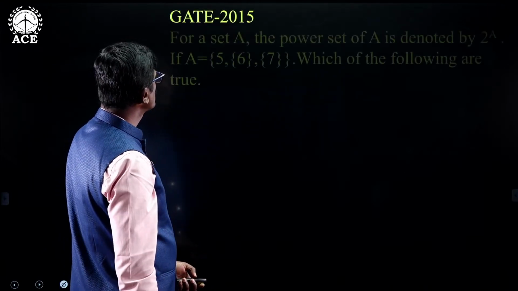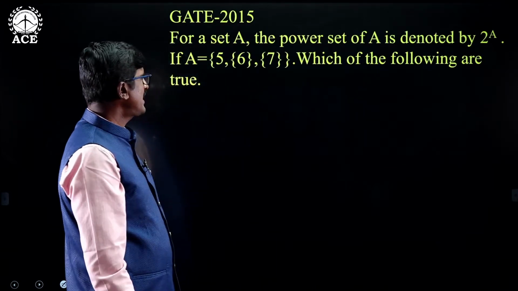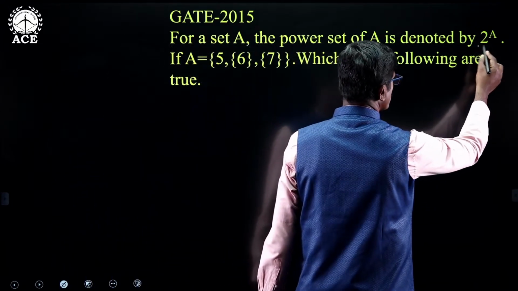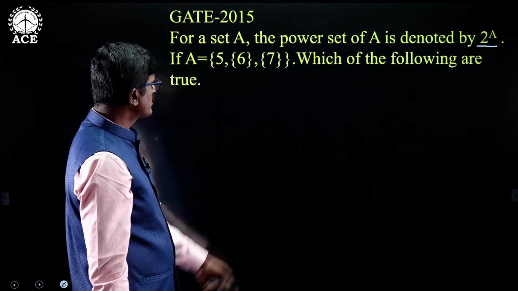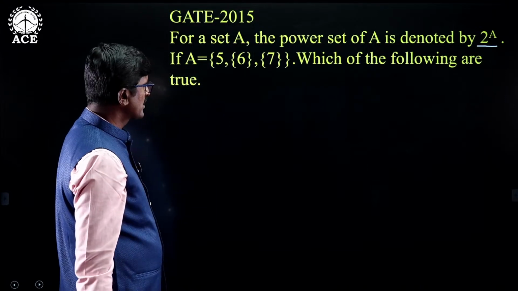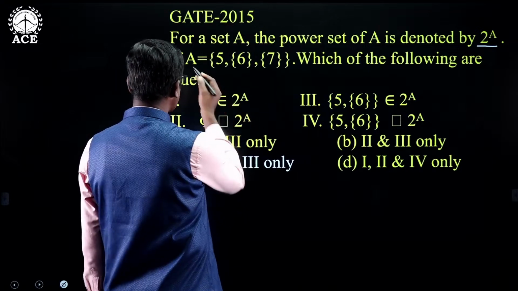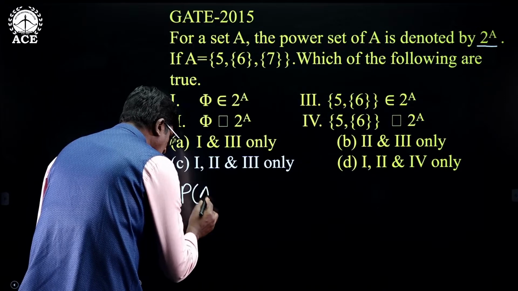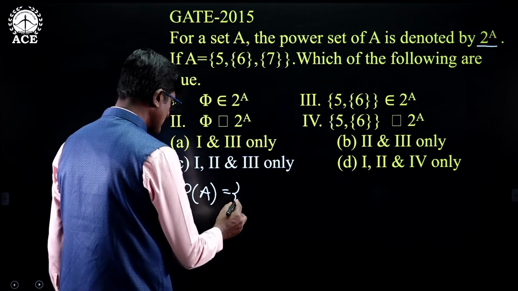This is given in GATE 2015. The question is, for a set A, the power set of A is denoted by 2 power A. So if A is equal to this, then which of the following are true? These are the options. Now look, they have given set A. Now what is the power set of A? The power set of A will be having these elements.